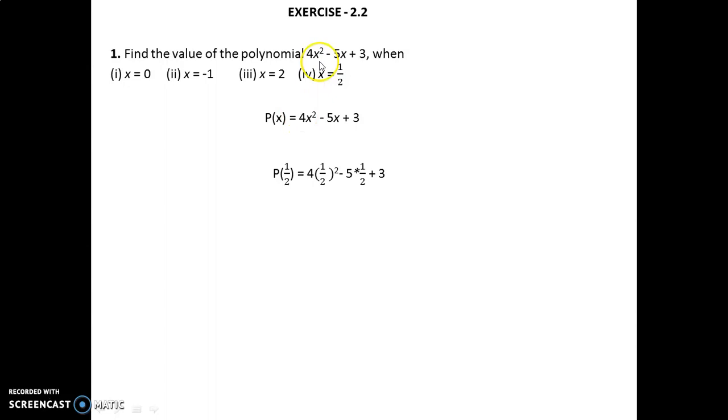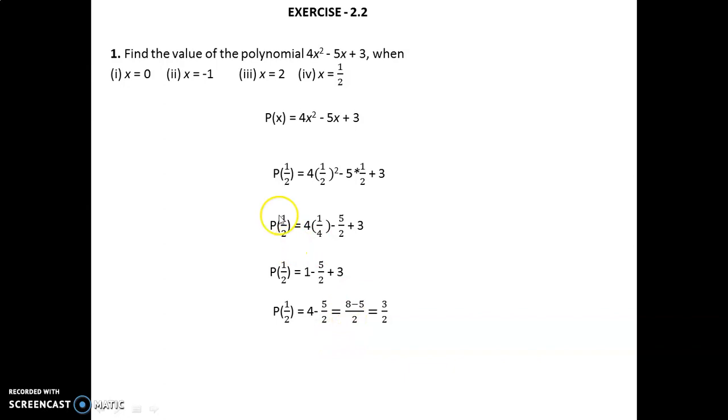So by substituting the 1 by 2 value in place of x, 4 into 1 by 2 whole square, since it is x square, minus 5 into 1 by 2 plus 3. So 4 into 1 by 2 whole square will be 1, minus 5 into 1 by 2 will be 5 by 2, plus 3. So here it will be 1 plus 3 minus 5 by 2, and finally 4 minus 5 by 2. By taking LCM and solving it, p of 1 by 2 will be 3 by 2.